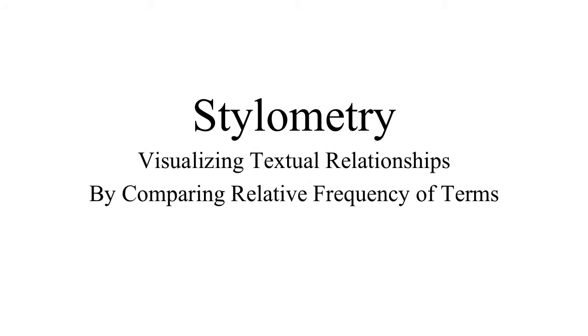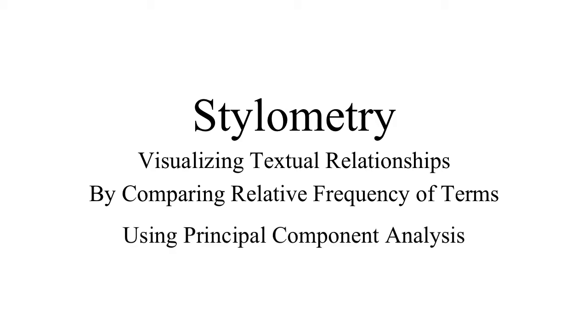So I'll be dealing with how to visualize textual relationships by comparing the relative frequency of terms, specifically Chinese characters, using something called principal component analysis, or PCA. PCA is essentially a linear algebraic technique that will allow us to see the variance within the dataset. It will allow us to take a dataset that is highly dimensional, that is looking at hundreds or thousands of different characters at the same time, and reduce it into 2 dimensions so we can visualize it on a screen.